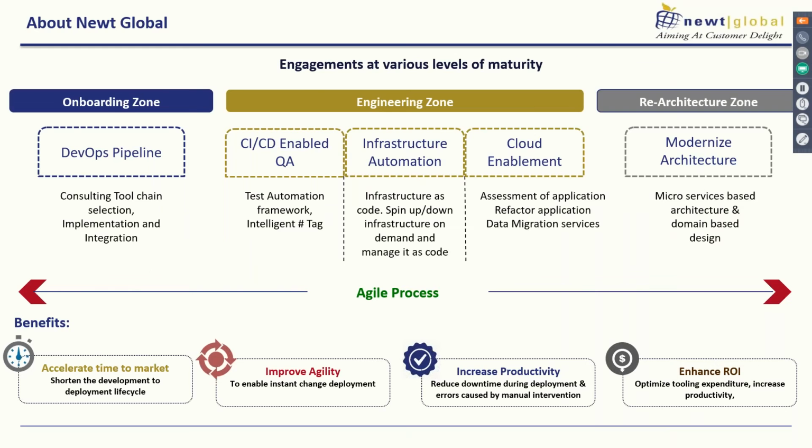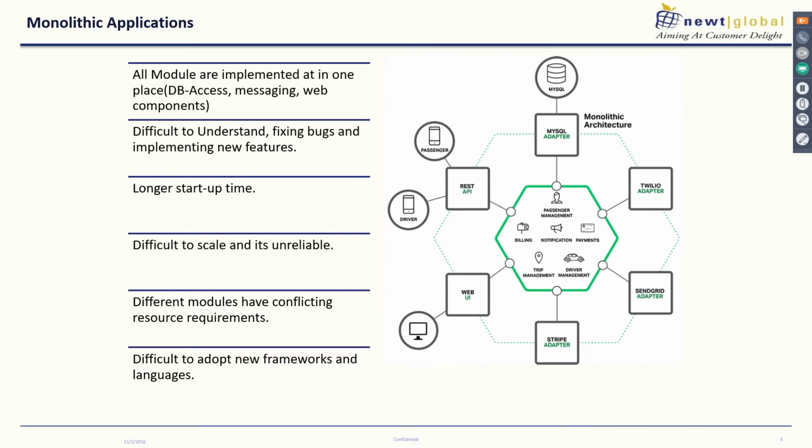Basically, Newt Global, as my colleague Satish introduced, is a DevOps company, and typically the way we see DevOps, we see it as three levels of maturity. We have the onboarding zone, we have the engineering zone, and then we have the re-architecture zone. It typically involves rewriting applications or developing applications as microservices, and that's going to be our topic for the day today.